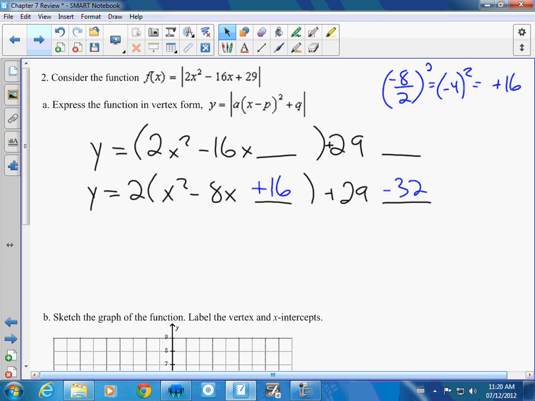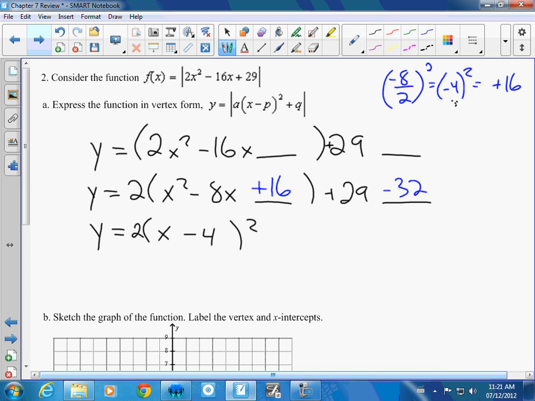Okay. Now let's just make our thing here. What is it? X minus 4 squared. What's 29 minus 32? Minus 3. Well, that tells us right away what the vertex is. What's the vertex? 4, comma, negative 3. Why is it positive 4? Because it's the number that you plug in to make it 0, right? So it's 4, comma, negative 3.